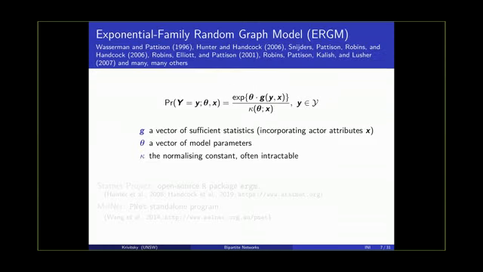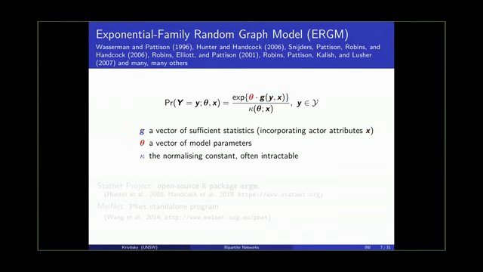Okay, so given that, we write down a model. Whereas before we only wrote it down for one tie at a time, now we're writing it down for the whole network at once, right? And we specify this model in terms of the statistics of the network. We call them sufficient statistics. They are functions of the network and maybe some actor attributes, right?